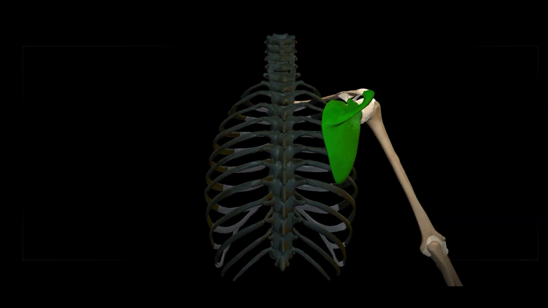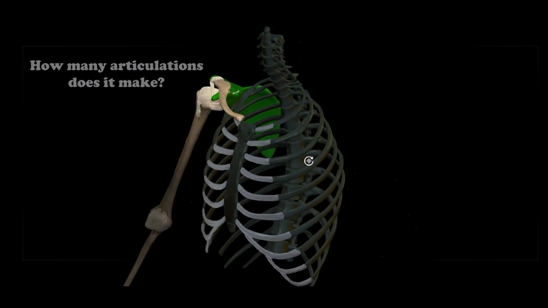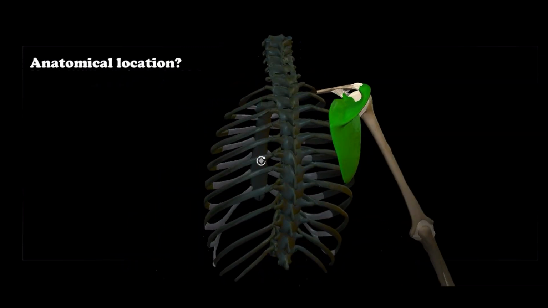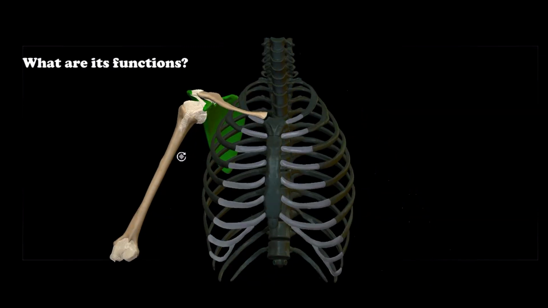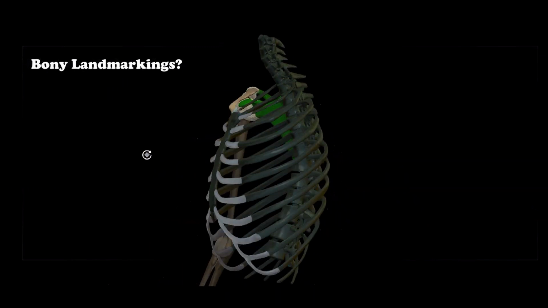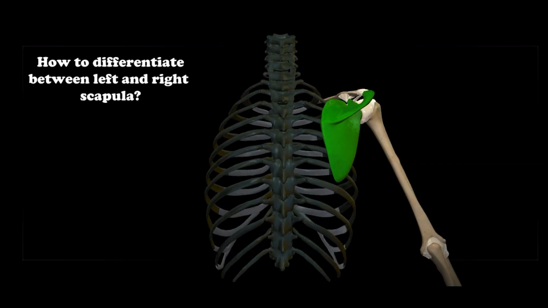Okay, so in this video you are going to learn about what is scapula, how many articulations a scapula makes, what is its anatomical location, what are its main functions, how many bony landmarks there are on the scapula, and at last how to differentiate between the left and the right scapula.